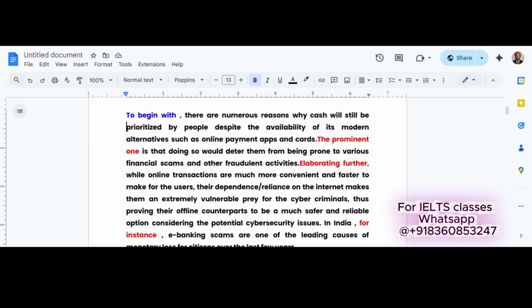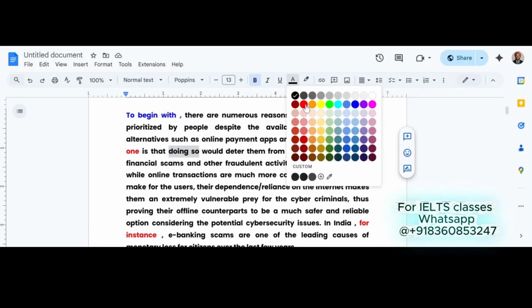Yeah, so here we will start. To begin with, there are numerous reasons why cash will still be prioritized by people despite the availability of its modern alternatives, such as online payment apps and cards. There are many reasons why cash will still be preferred by people. The prominent one is that doing so would deter people from being prone to various financial scams and fraudulent activities. So here I have used a referential phrase, which is basically doing so.